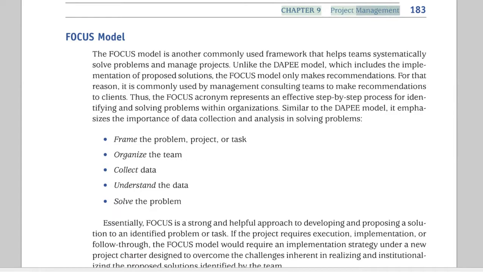Chapter 9, Project Management. 183. Focus Model.